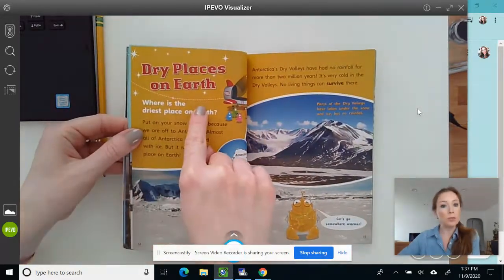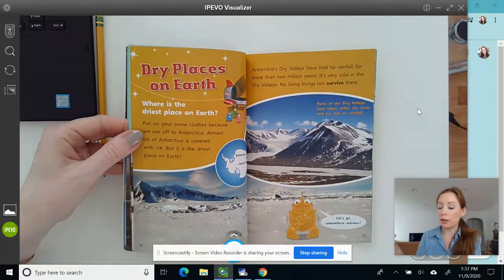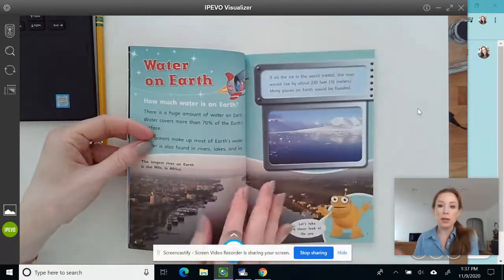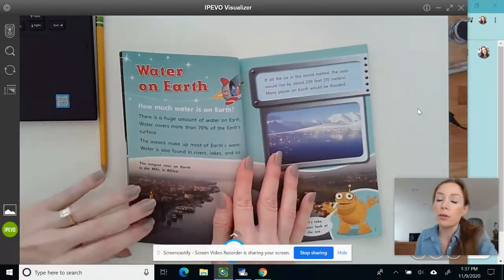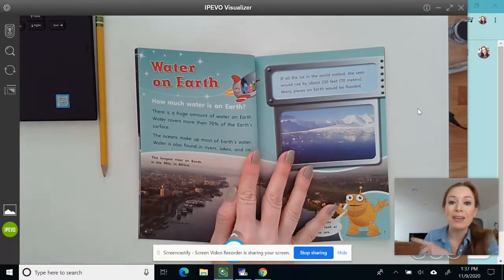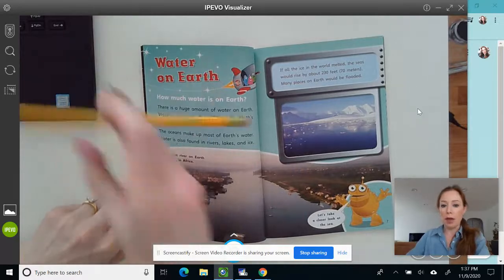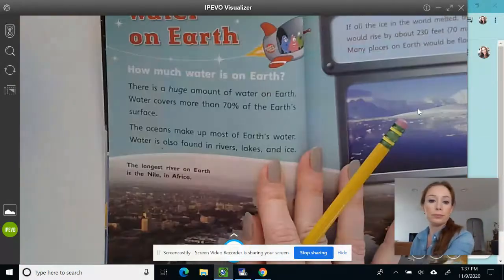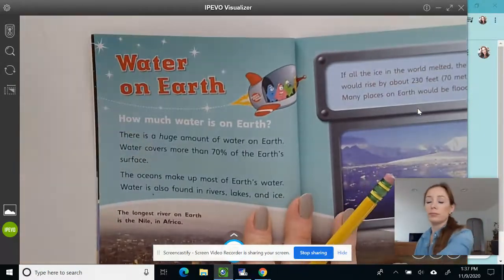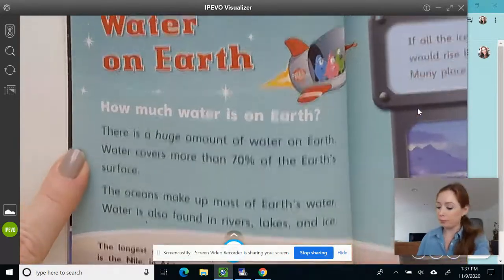Oh, and then when we switch to a new section, the color changes. It's another text feature that authors sometimes use with nonfiction text. So let's take a look. Water on Earth. There we go, that's better.